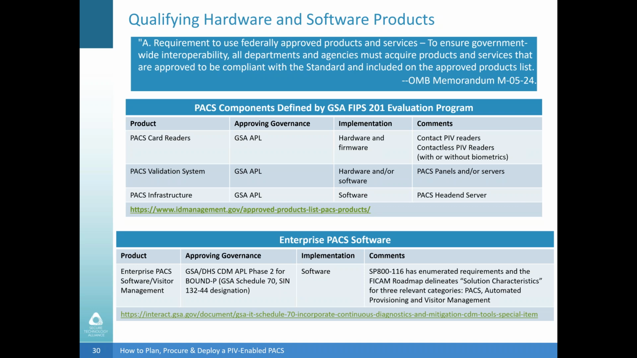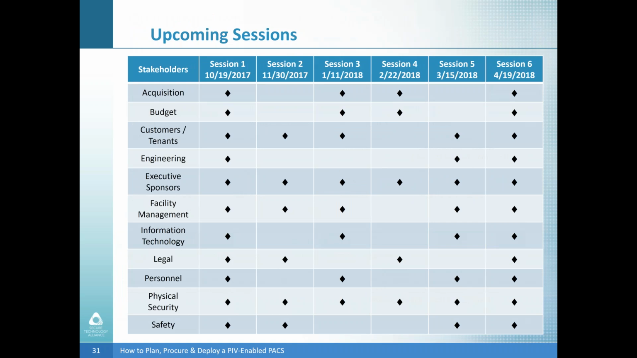But what's really important is on the right. Make sure and look at the 800-116. There are enumerated requirements. And more importantly, the FICAM roadmap, we talked about that much earlier. At the end of the FICAM roadmap, you will find 8 solution characteristics. These are essentially a compliance matrix. Make sure that you look at the PACS solution characteristics, automated provisioning solution characteristics, and visitor management. Depending on the scope, these are the 3 solution characteristics. You want to make sure every box is checked for the software that you select for your system. With that, I'd like to turn that back over to Lars.